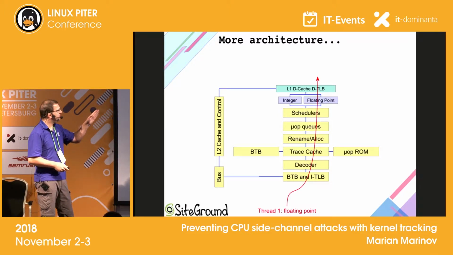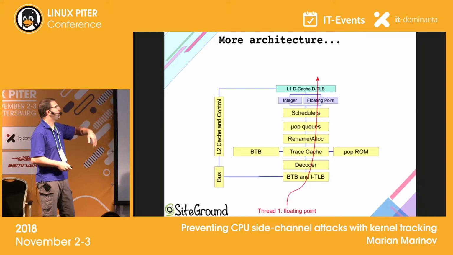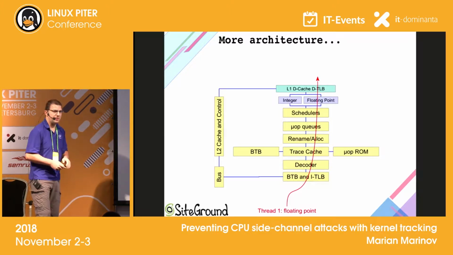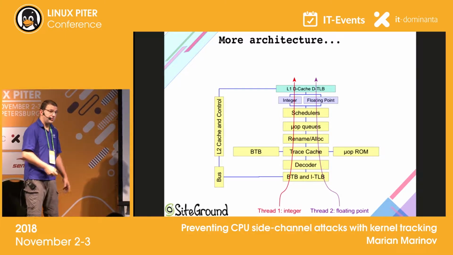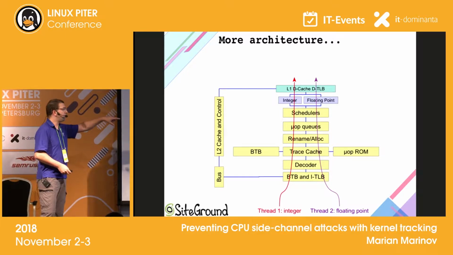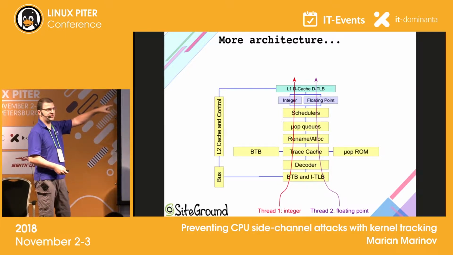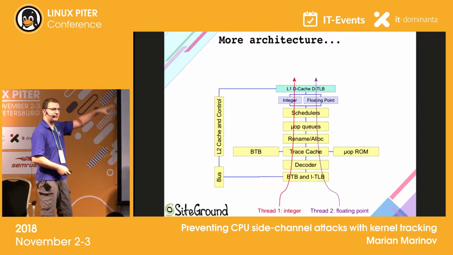And now you see here we have the integer engine and floating point engine, and they actually execute the instructions, and then we retire everything from the CPU. With hyperthreads, we essentially have the same CPU, but with different engines at the end executing the instructions. So this is how hyperthreading actually works.